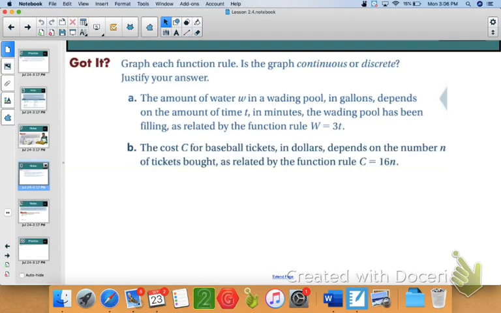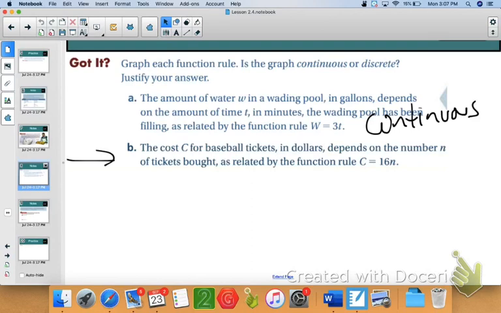The amount of water W in a wading pool in gallons depends on the amount of time T in minutes the wading pool has been filling. Okay, so how are gallons and time represented? Gallons, you could do a half gallon or a quarter gallon, anything like that. Same with time. You could do seconds or milliseconds. You can keep going to like 3.5 seconds and so on. So this one's going to be continuous because we can use basically any amount of either of those.